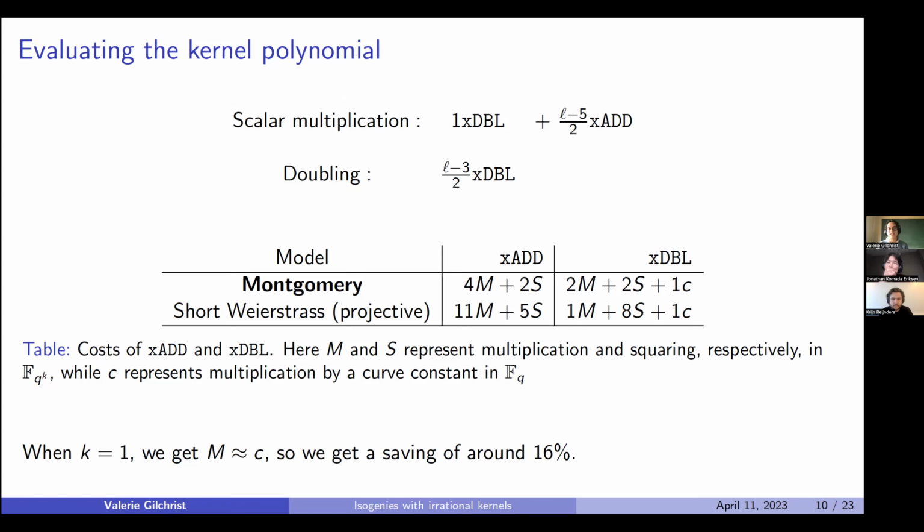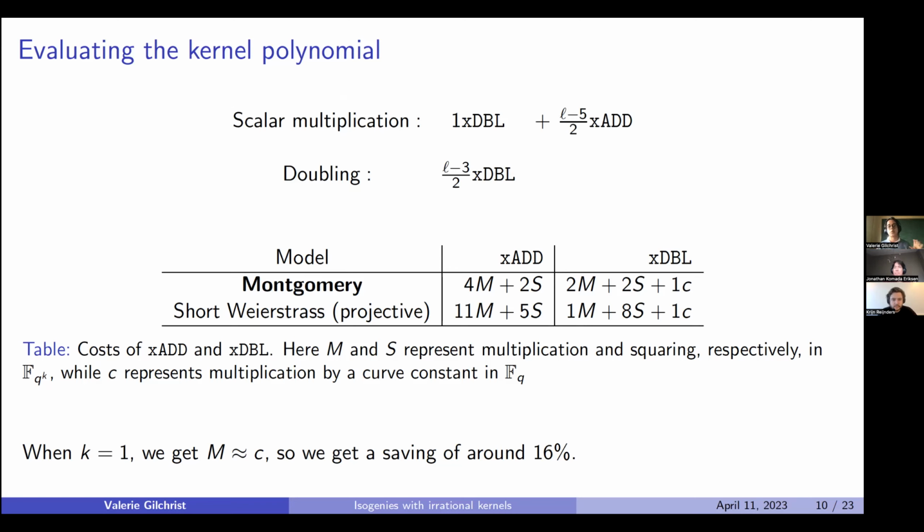Although it is worth noting, even in the k equals 1 case, if you're starting on a well-chosen starting curve, then the Montgomery coefficient could be quite small, in which case the curve operation is going to be quite cheap. But if you're taking a random walk in a graph, then you don't have any control over what that Montgomery coefficient is going to be. So the curve operation is going to be a lot closer to a multiply, in which case you get the 16% savings.